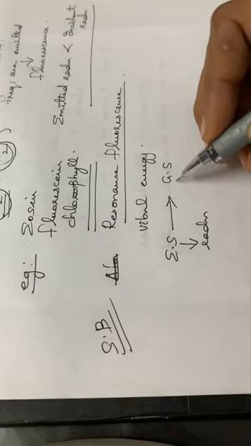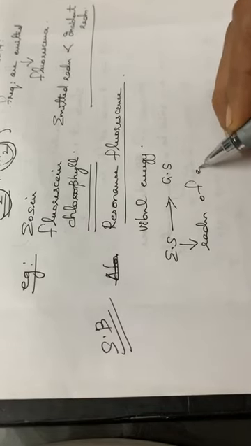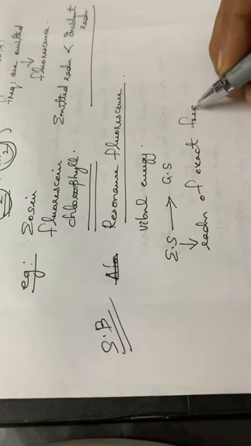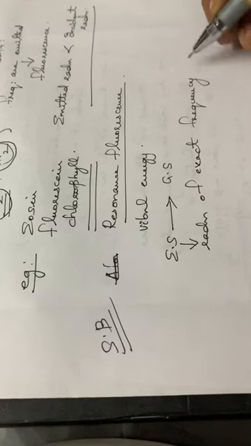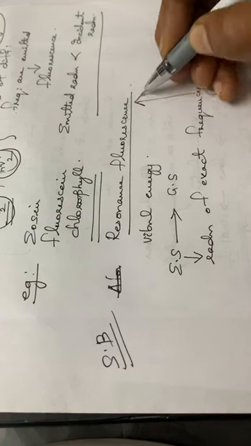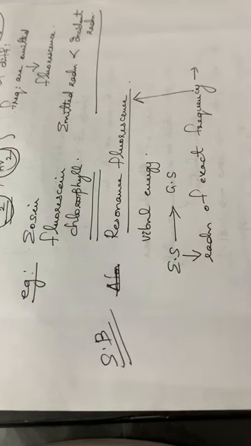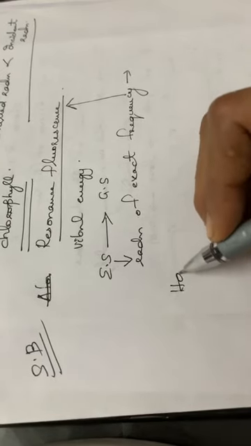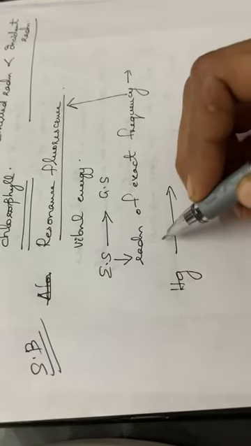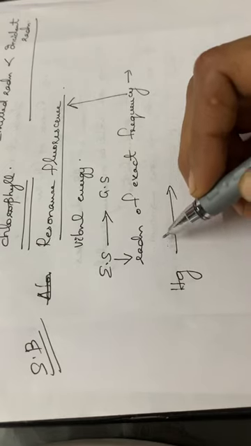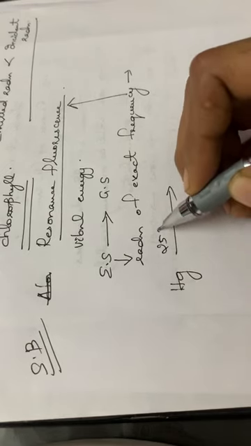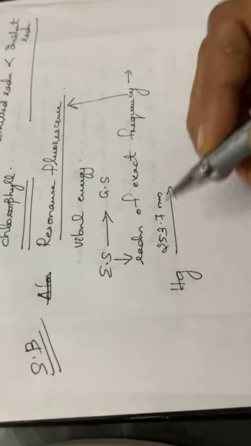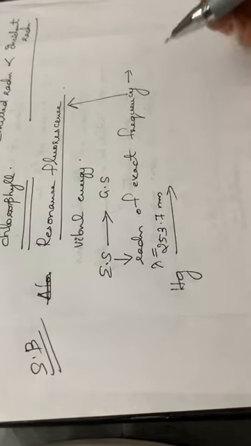Okay, if it is emitting radiation of exact frequency, the same frequency as the incident radiation, then we can call it resonance fluorescence. One example given in your textbook is when mercury vapors are irradiated with light of wavelength 253.7 nanometer.